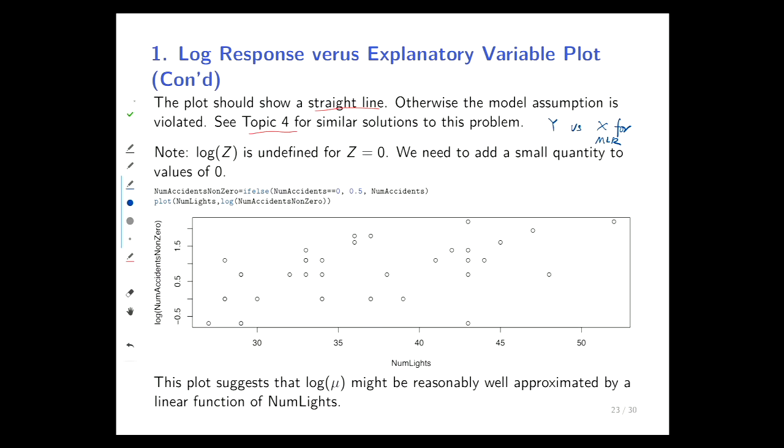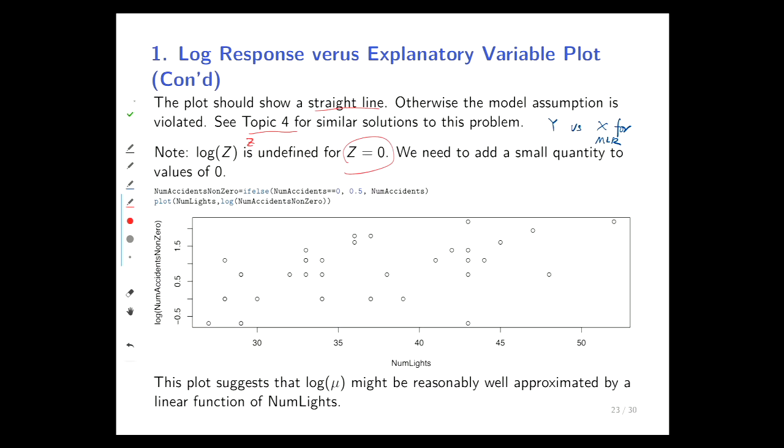For instance, maybe we need to involve a quadratic term in the mean of response, maybe log mean of response. So in order to get the plot, firstly, we need to know that because Z is a binomial count, Z can be equal to 0 in reality. So in order to avoid this kind of strange case, we need to add a small quantity to values of 0 if we really have that situation.